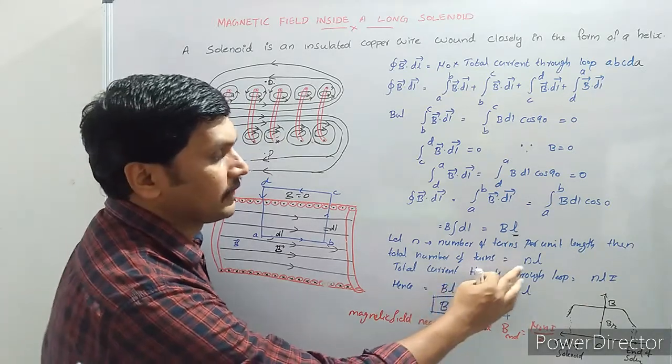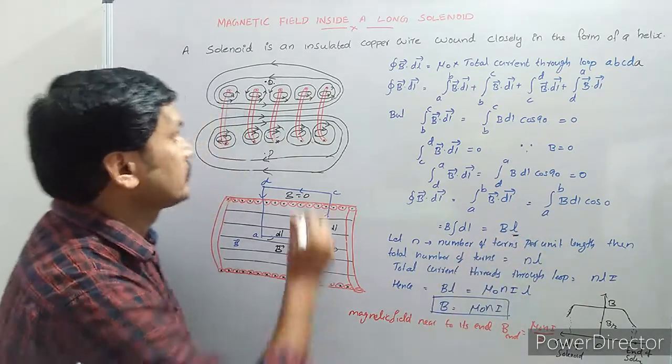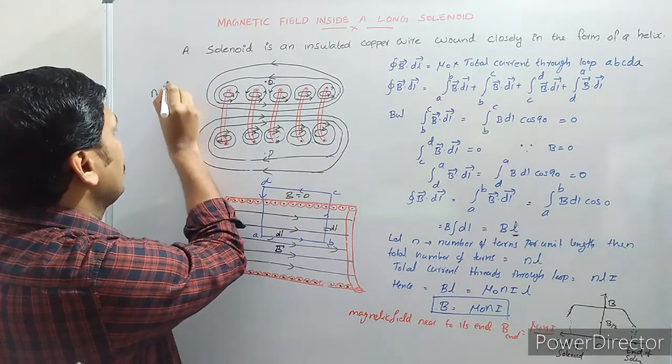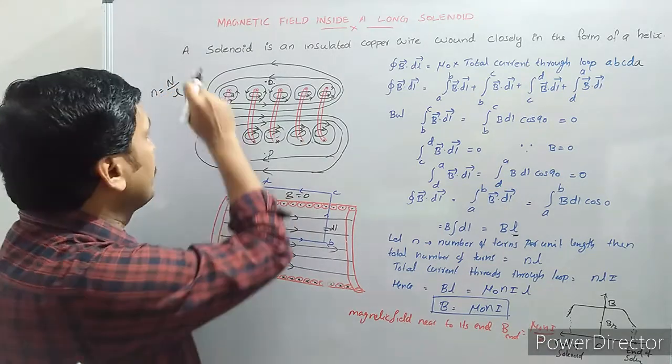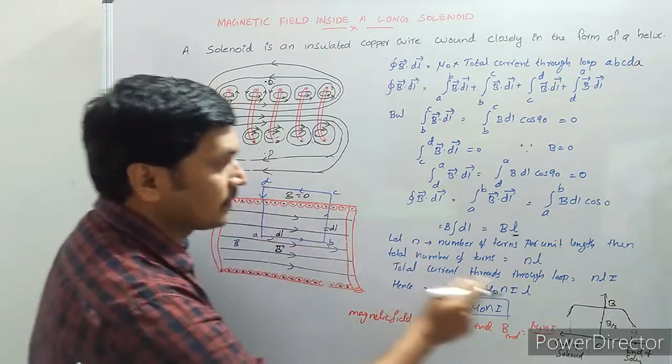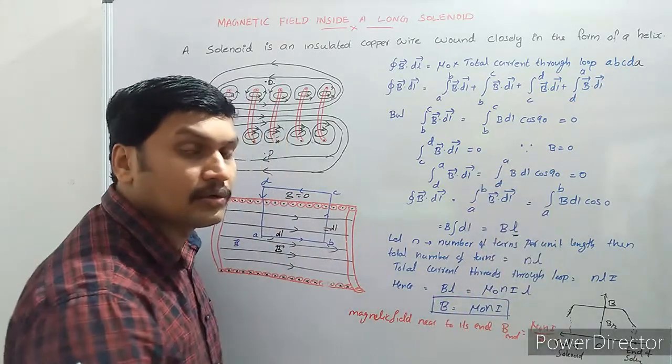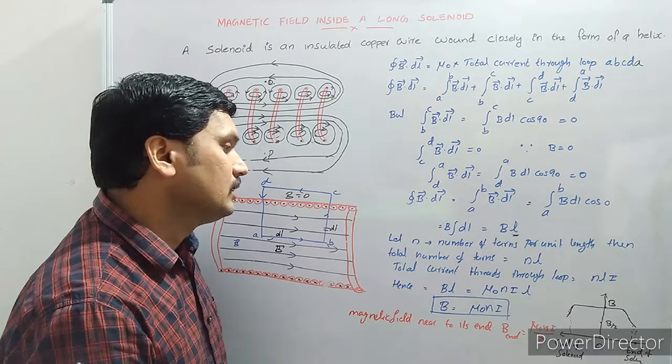So for the total number of turns, we can write N into l, because the number of turns per unit length, n, is equal to the total number divided by l. So the total number is equal to n into l. That's why the total number of turns is equal to n into l.